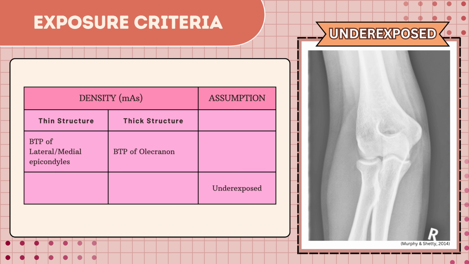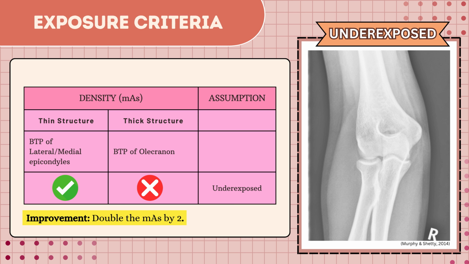Next is an underexposed radiograph. By evaluating the density of the radiograph, the BTP of thin structure, which is lateral or medial epicondyle, can be seen, whereas the BTP of thick structure, which is olecranon, cannot be seen. This indicates that there are fewer X-ray photons reaching the IR, and the radiograph is underexposed. To improve, double the MAS by 2.